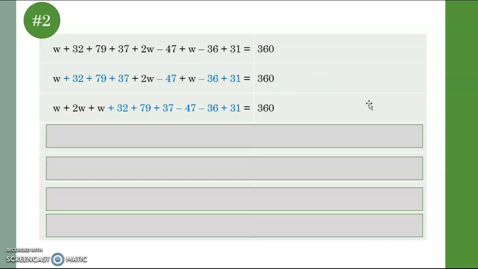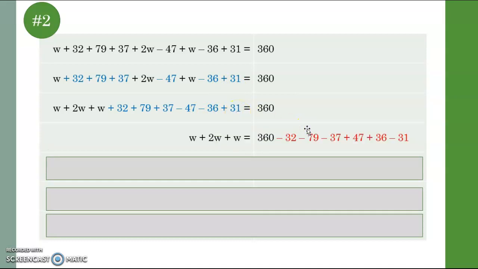Okay, and then on the next line, I'm going to rearrange. I'm going to put all of my W's first. So I've got W plus 2W plus W right here. And then I've got all of those numbers that don't have a variable. And notice that we moved them around, but we kept the symbol that was just to the left of that number. So this was a minus 47. We kept that minus with the 47. This was a minus 36. We kept that minus just to the left of the 36. Okay, plus 31.